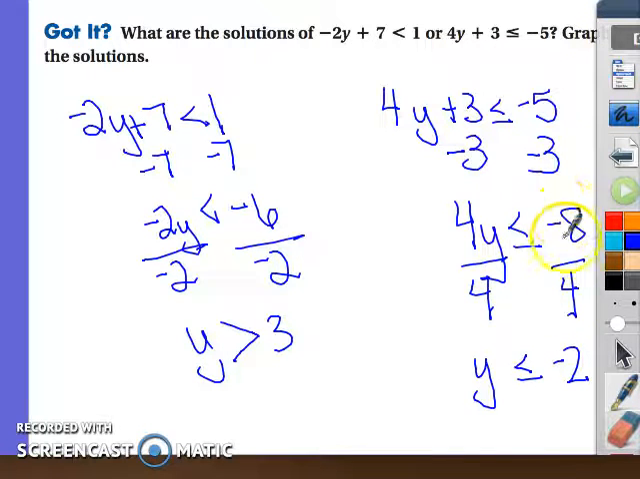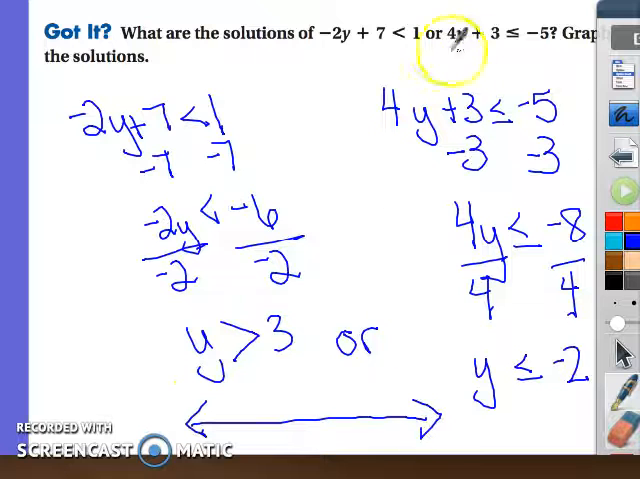Here I have a lot of students that say, well, this one's negative. Nope, it's the number that you are dividing by. And then I'm going to write it as y is greater than 3 or y is less than or equal to negative 2. So if I were to graph these, I know that this is an or.